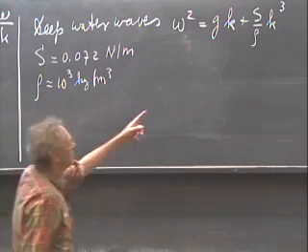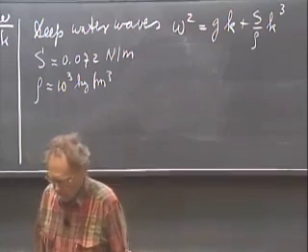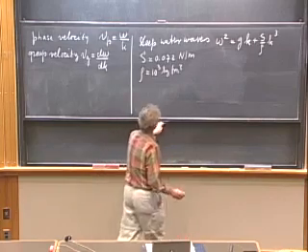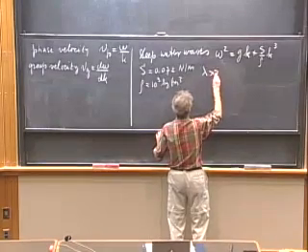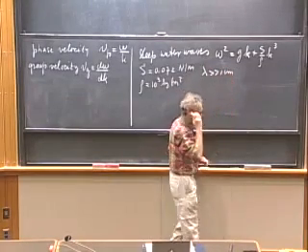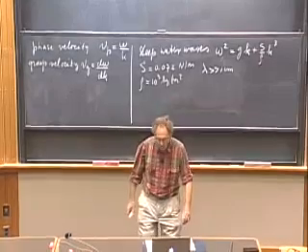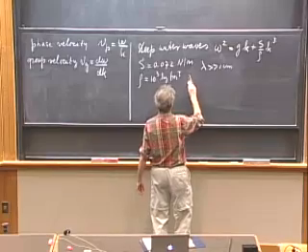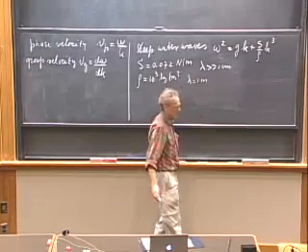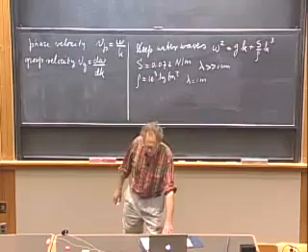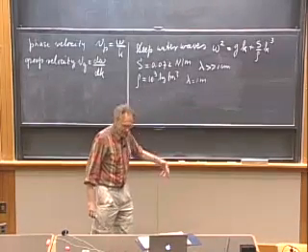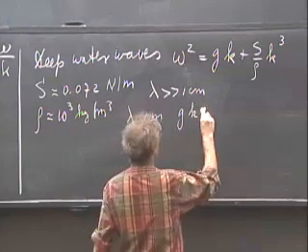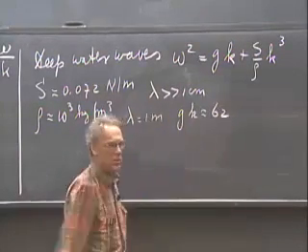Now, this S term is only important for very short wavelengths. If you take the case that lambda is much, much larger than 1 centimeter, then I can show you that the S term is unimportant. So let's take lambda equals 1 meter. If lambda is 1 meter, then k is 2 pi divided by lambda, so you can calculate what gk is. It's about 62 in SI units, because g is 9.8.